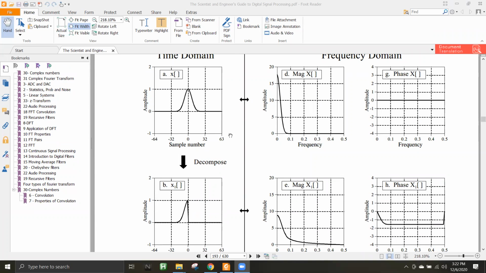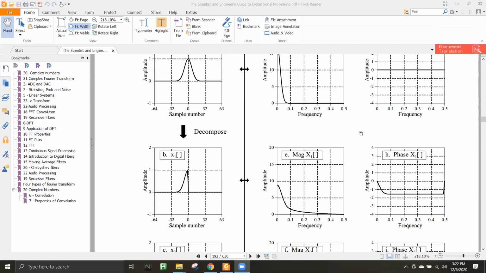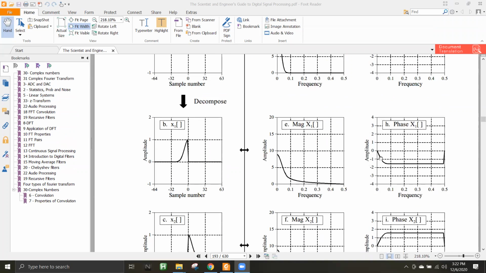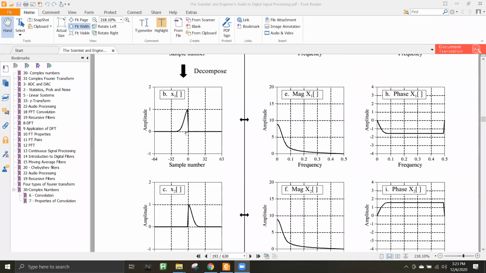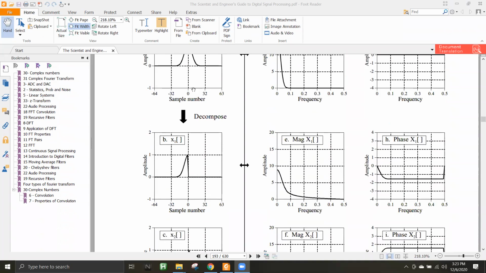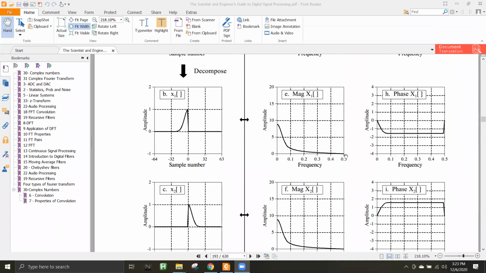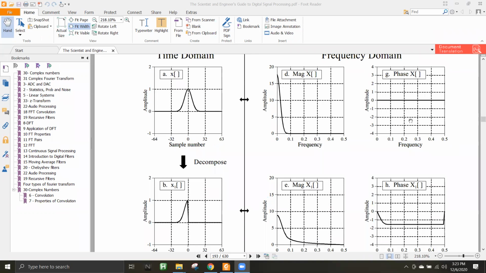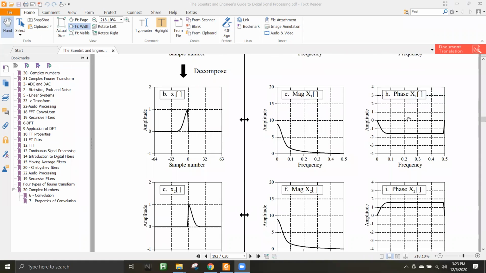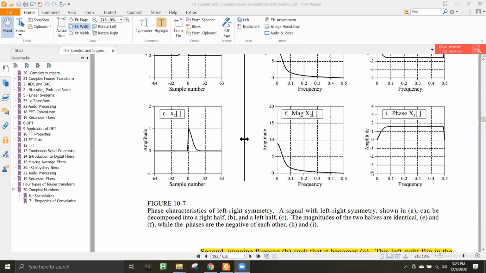This is a figurative, diagrammatic explanation for why you get linear phases for symmetric signals. Because if they were not symmetric, you can see that the phases are non-linear. But if you add them up and they become symmetric, their corresponding phases cancel themselves out.